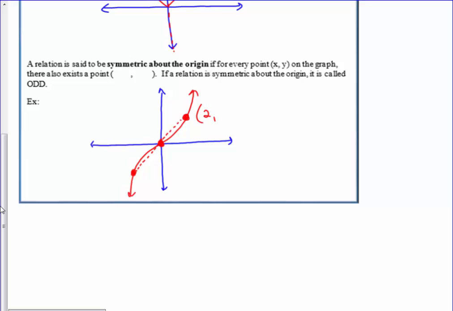Let's say that this is 2, 8. Then what would this other point that corresponds have to be? Well, we notice it's in the third quadrant. That means that both of these would have to be negative, so it would be -2, -8.